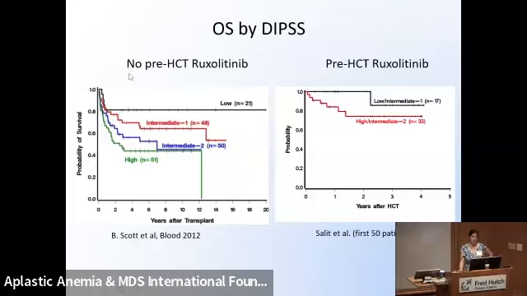This is data from our study in patients before ruxolitinib was available. And this is data from that study I just showed you. You can see before ruxolitinib, patients with low risk had very good outcomes. But once you had intermediate 2 or high risk, your outcomes went down. In the current study, the high and intermediate 2 group still had about 70% survival.